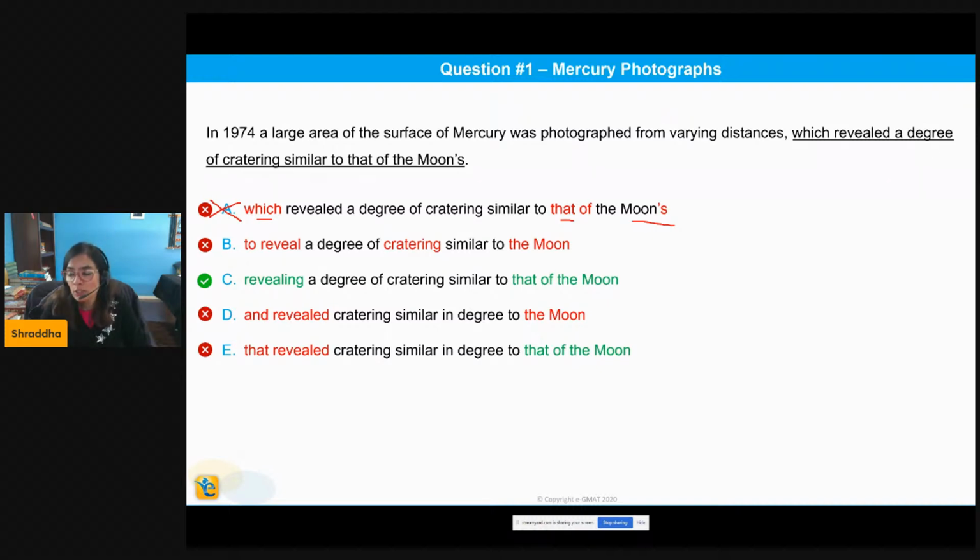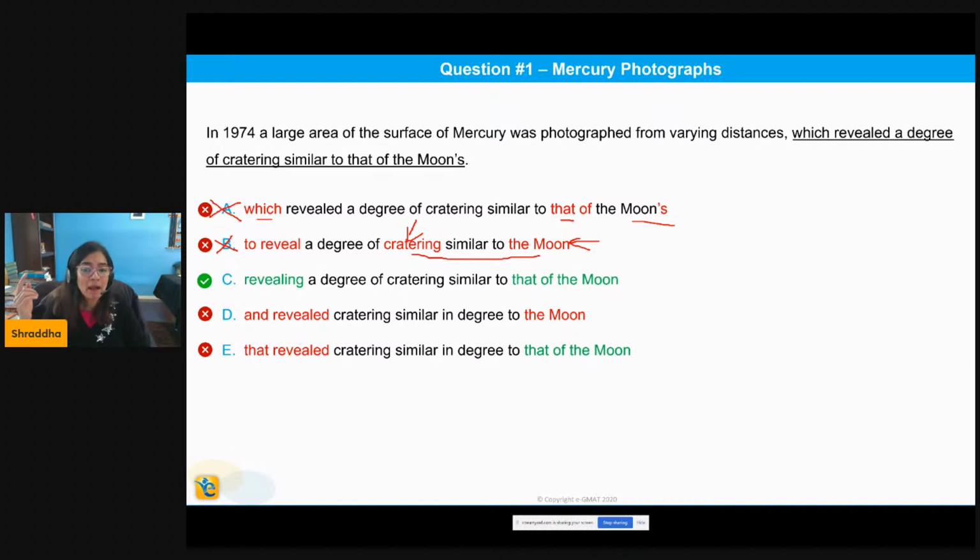Okay. Also, the comparison again is wrong in this sentence. We are comparing a degree of cratering with moon, similar to the moon. We cannot really compare the degree of cratering with moon. So choice B is out.